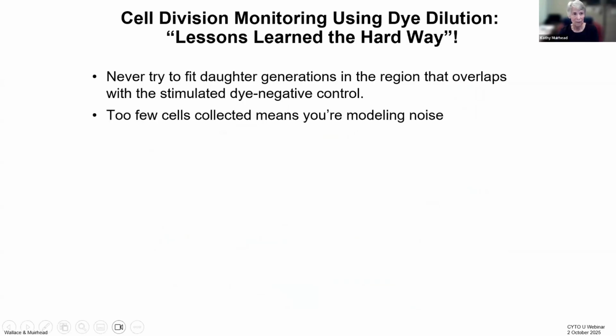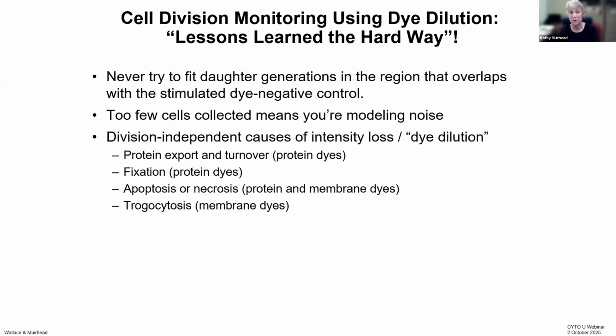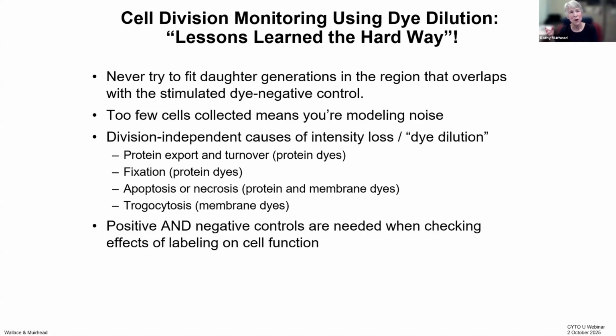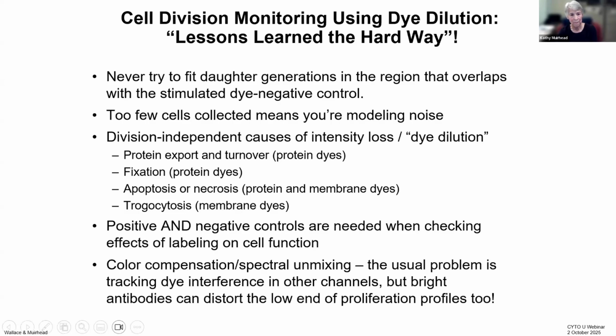Other lessons learned the hard way? Well, don't try to fit daughter generations down there where it's overlapping with your stimulated but dye negative control. If you don't collect enough cells in each part of the distribution, you're modeling noise, and that will give you either unreliable results or incorrect results. You need to worry about correcting for or eliminating division unrelated causes of dye dilution, dye loss. And you need both positive and negative controls to be sure that you're not compromising cell function with the way you're labeling. The usual problem is indeed interference from the tracking dye in the channels used for other probes, but it can be a problem the other way too, when you have a highly divided cell and a relatively bright protein or antigen marker.